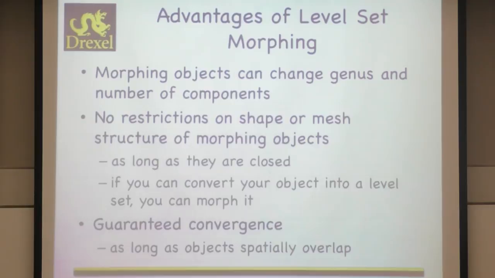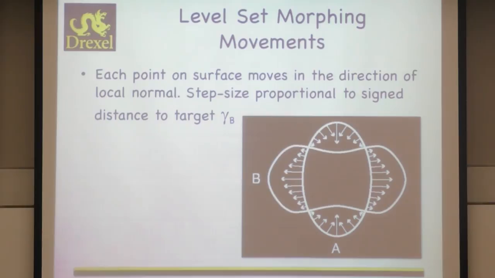So we have to start thinking, okay, we have this idea, how do we map this into a level set equation? The idea, and I'll have to admit, came from my collaborator Ross Whitaker, who introduced me to level sets. Here's the idea: you want A to turn into B. So you have every point on the surface of A move in its local normal direction with a speed proportional to the signed distance to B.